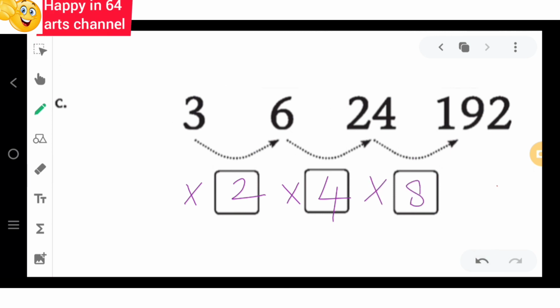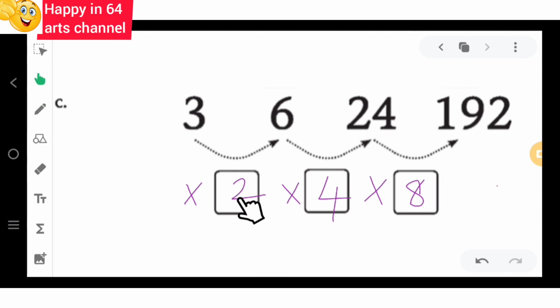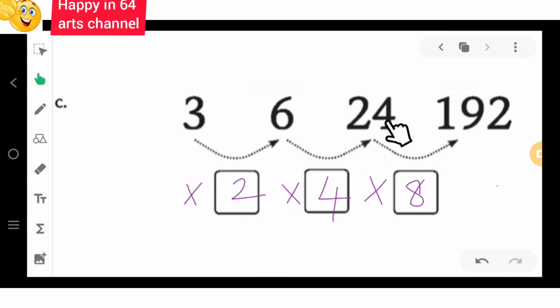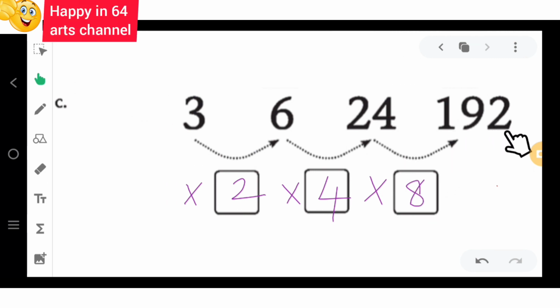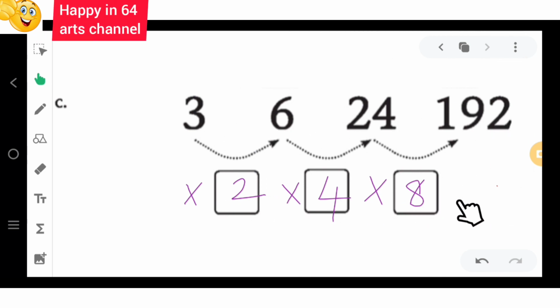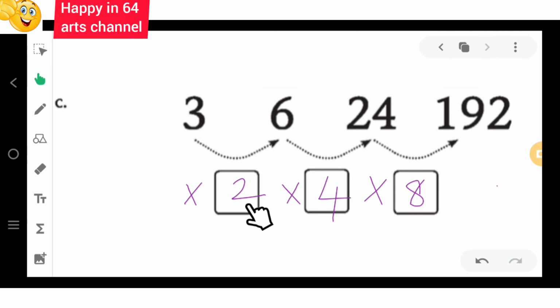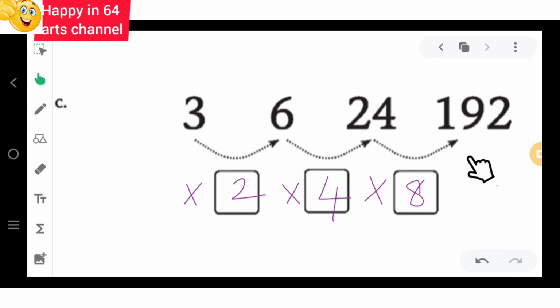Multiply by 8. So 24 into 8. So check it now. 3 2s are 6. 6 4s are 24. 24 into 8 equals 192. So the numbers are also increasing. The multipliers are also increasing. So it is a progressive pattern.